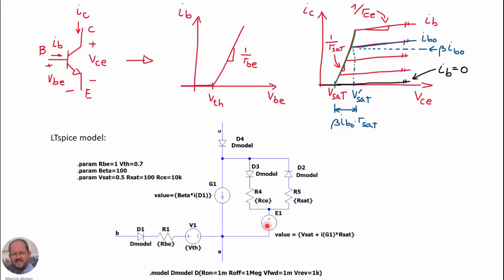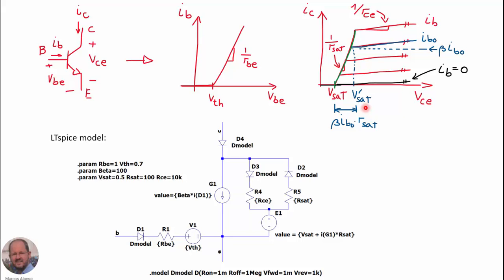With this voltage source, we implement the value Vsat prime, because the value Vsat prime, as we are showing here, can be calculated with the value Vsat, which is a parameter of our transistor, plus the value beta times the current through the base times the resistance Rsat. So the value beta times IB0 is the value of the collector current at this point. If we multiply this by Rsat, we have the difference between Vsat and Vsat prime.